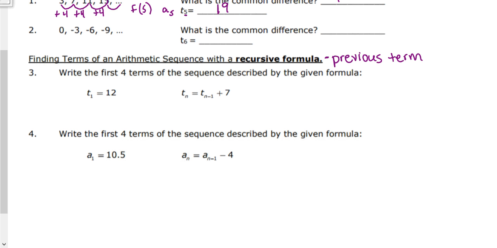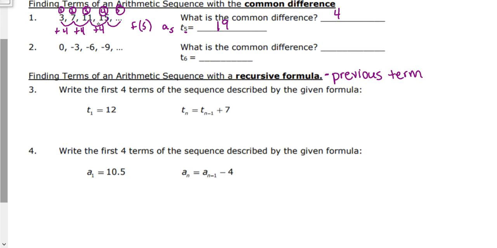So I'm literally adding the common difference to the previous term, which is what we just did above. We took our previous term of 11, added 4 to get to 15. We took our previous term of 15 and added 4 to get to 19. So this is just putting it in a formula form. So notice it gives me my first term of 12. And I need to find the first 4 terms after 12.